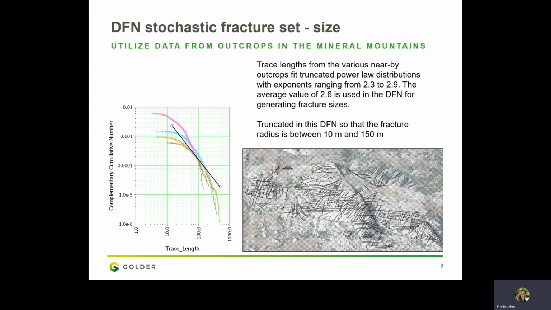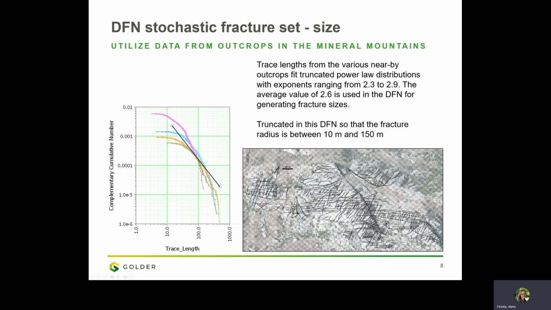Whenever you're doing any kind of mapping, however, you do tend to see truncation at both the small and large ends. At a certain point, you're not capturing the smallest fractures, so those are undercounted. And similarly, oftentimes you don't have a wide enough area to capture the largest size population. You're just not going to see them in your outcrop area. So those tend to be undercounted as well.